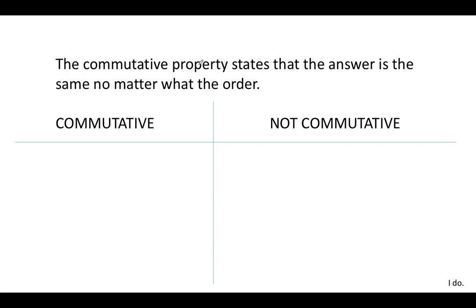Ready? The commutative property states that the answer is the same no matter what order you do the operation. Okay, so I want you to think about that. The answer stays the same even if you do it in a different order. Think about the operations: addition, subtraction, multiplication, and division. I want you to decide with a partner right now which are commutative and which are not. Which operations can you switch the order and still get the same answer? Let them talk for a minute, right? And then generate those together. So addition is commutative. Who can give the group an example?